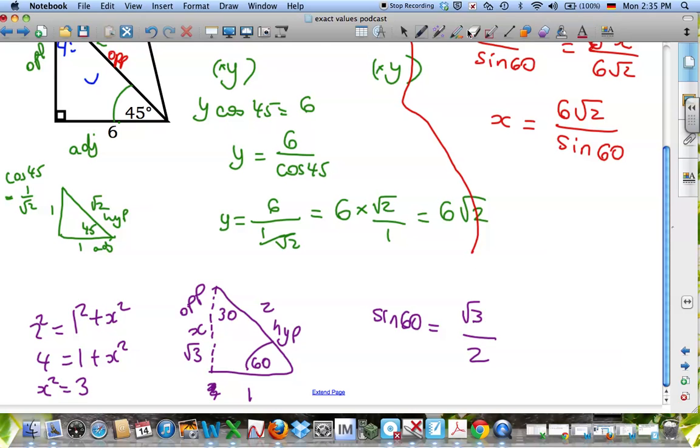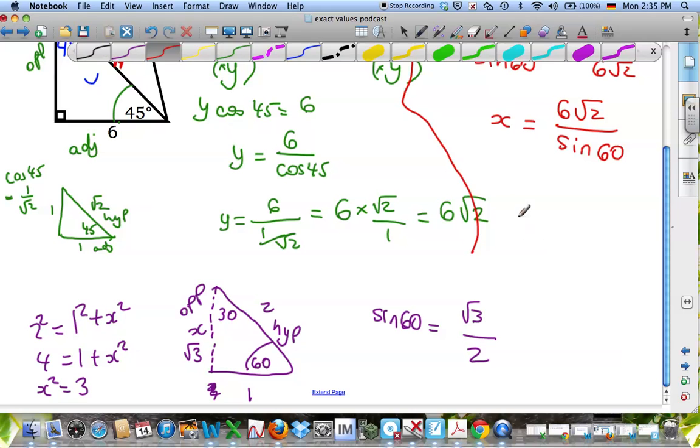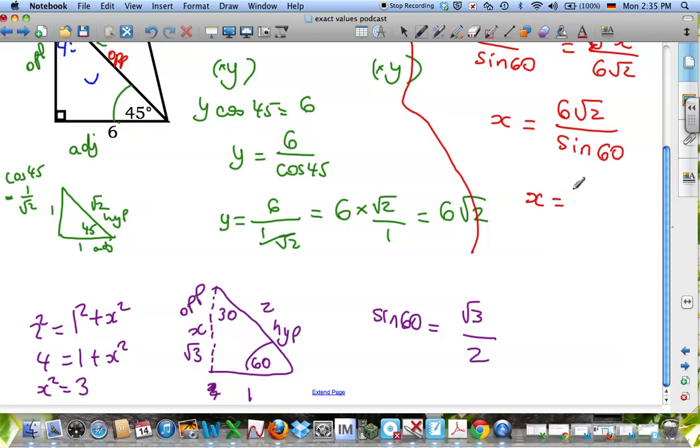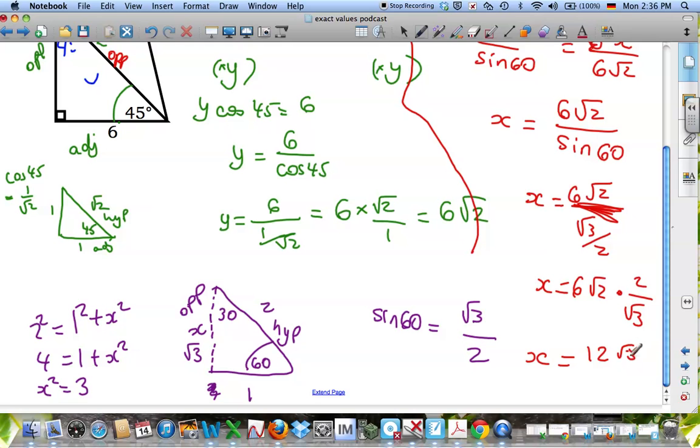Okay, so if we bring that back up here, let's go back to the red, which was the problem we were working on. I've called different things x, hopefully that hasn't confused you too much. x equals 6 root 2 over sine 60, which is this, over root 3 over 2. To divide by a fraction is to multiply by the reciprocal. So that's 6 root 2 times the reciprocal, which is 2 over root 3. Simplifying that, the 6 times the 2 gives us 12, and then we've got root 2 over root 3.